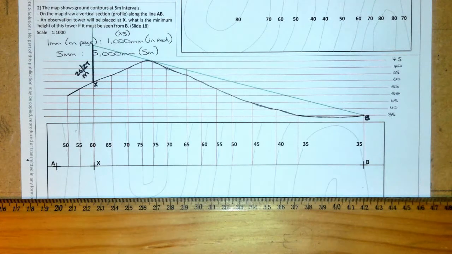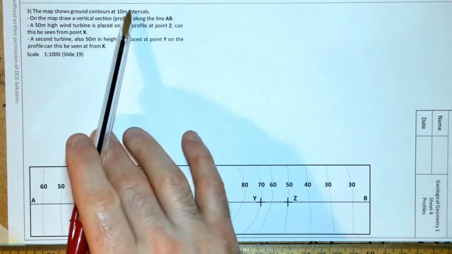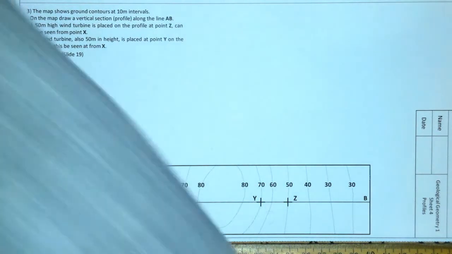Now we are going to move on to the last question at the very bottom of the page. Right folks, so the last question on this page says the map shows ground contours at 10 meter intervals. Our scale is 1:1000. I think we should be getting the hang of it now at this stage.